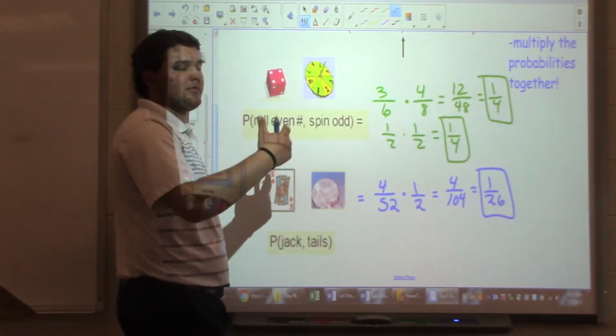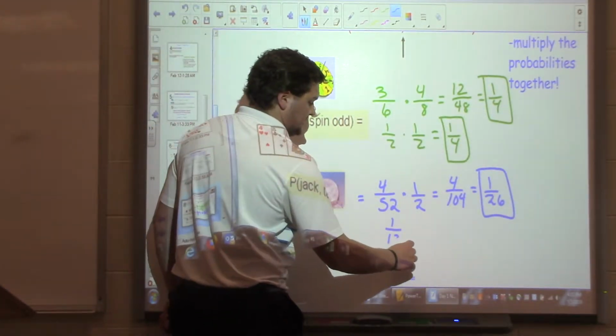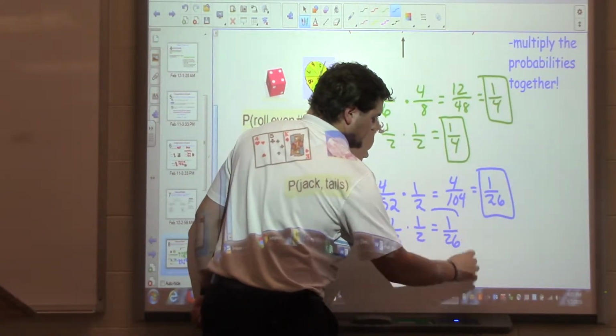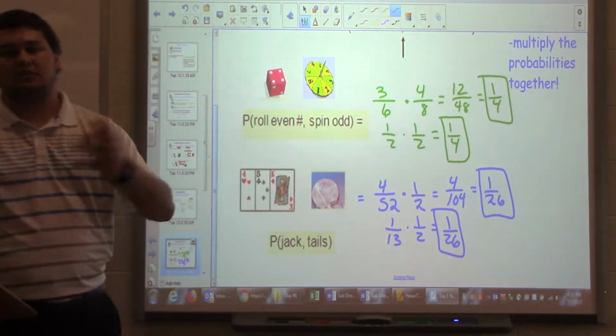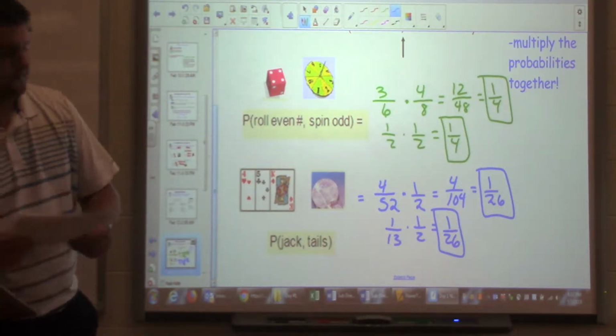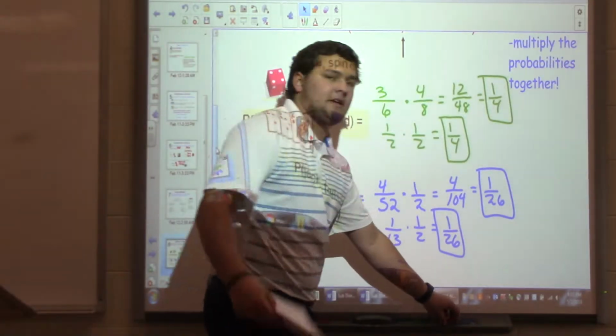Now you can reduce it again before you start. You get 1 over 13 times 1/2. We still get 1 over 26. Right? Like I said, either reduce before or after, it doesn't really matter. Should get the same answer either way. So those are independent events.